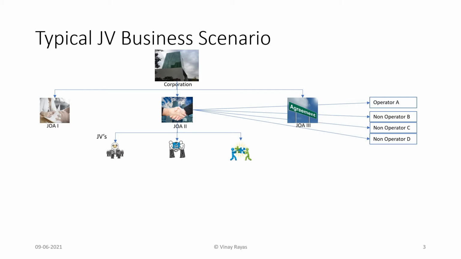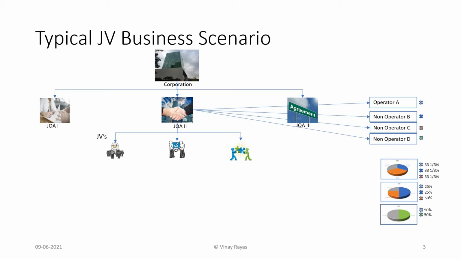Multiple formulae of sharing costs and/or revenues exist, applicable to different JOAs and/or JVs. Each formula comprises parties to the JOA, and their associated percentage share, for different types of costs and/or revenues. These formulae are commonly known as DOI, as in, division of interest.